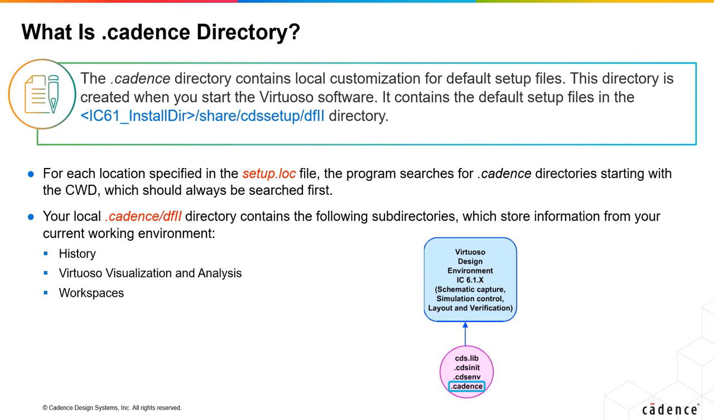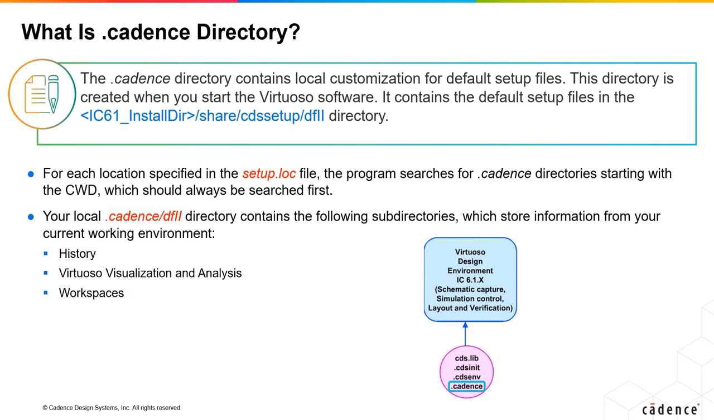The .cadence directory is a hidden directory and is created when the software starts up. It contains a local customization for default setup files in the directory that is specified here. There is a setup.loc file that is located in your install directory, and for each location specified in the setup.loc file, the program searches for the .cadence directory starting with the CWD, that is your current working directory. It should always be searched first.